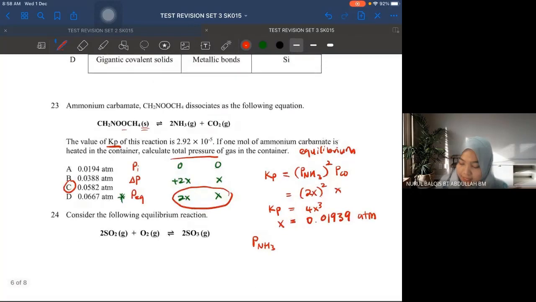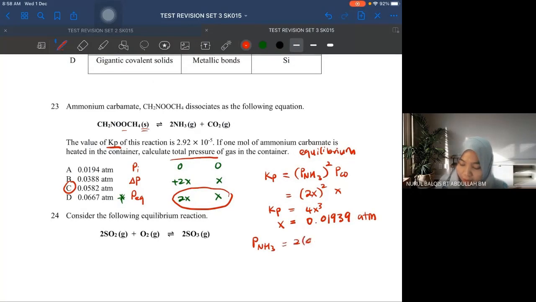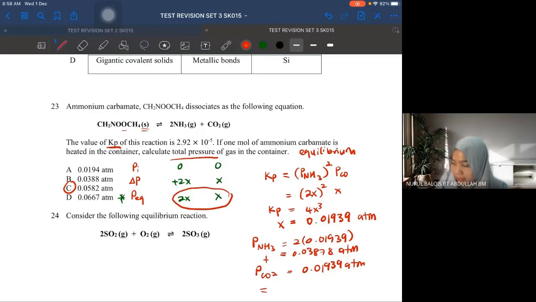Substitute 2x, 2 times 0.01939, you get 0.03878 ATM. And then the partial pressure of CO2 is simply 0.01939 ATM. Then you add these two, you will get 0.05817 ATM. That's why your final answer is 0.0582.